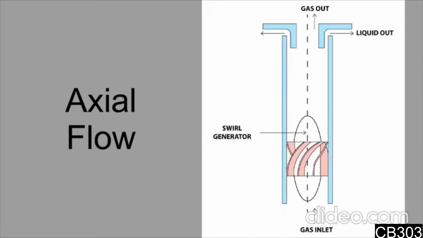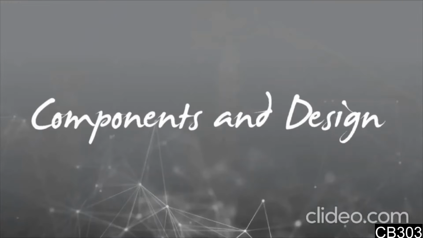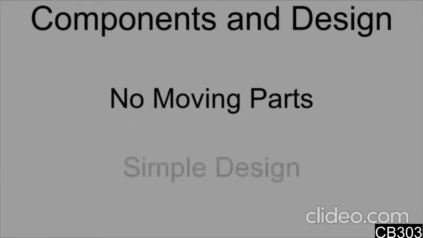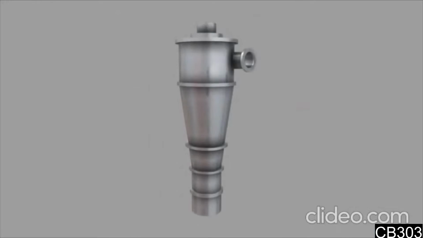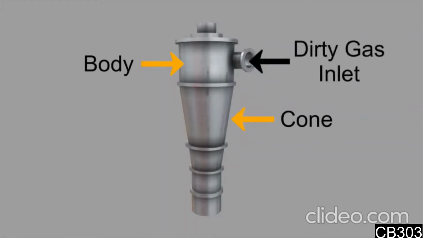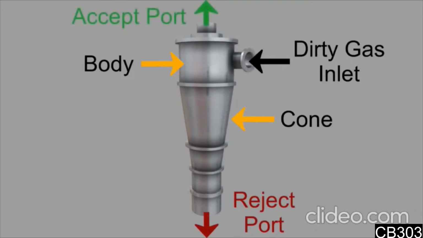Now we talk about the components and design. A reverse flow cyclone separator has no moving parts and a simple design. The main cylindrical part of the cyclone separator is known as the body or upper body. The gradually narrowing conical section is known as the cone. Gas enters tangentially through the inlet at the side of the cyclone separator. Dust particles within the gas stream are separated from the gas stream and discharged through the reject port at the bottom of the cyclone. Clean gas exits through the accept port at the top of the separator.